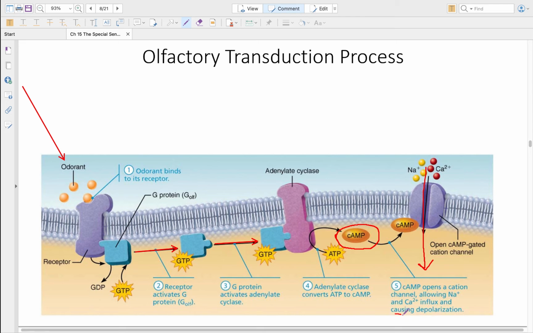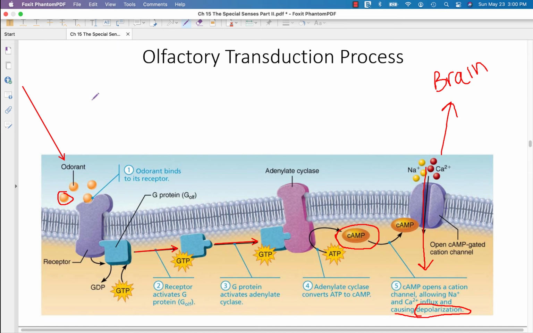Depolarization is directly involved in neuronal activity. So this is ultimately how a chemical message gets converted into an electrical message to the brain, and allows you to smell.